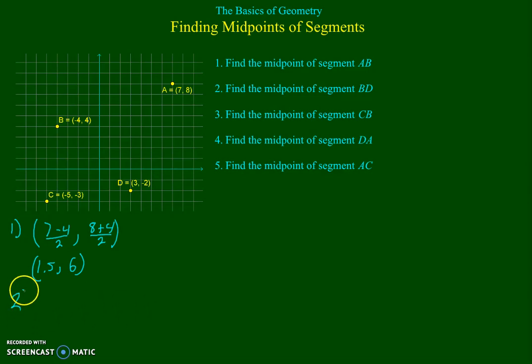Number 2, we have BD. So BD is negative 4 and 3. So we have negative 4 plus 3 divided by 2, and 4 and negative 2. So 4 plus negative 2, which is 4 minus 2, divided by 2. Negative 4 plus 3 is negative 1, so that's negative 1/2, or negative 0.5. 4 minus 2 is 2, divided by 2 is 1. Let's move on to 3.